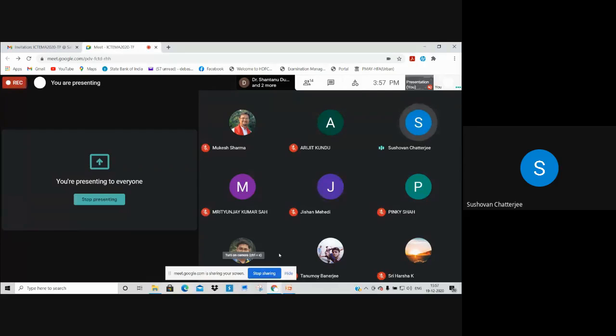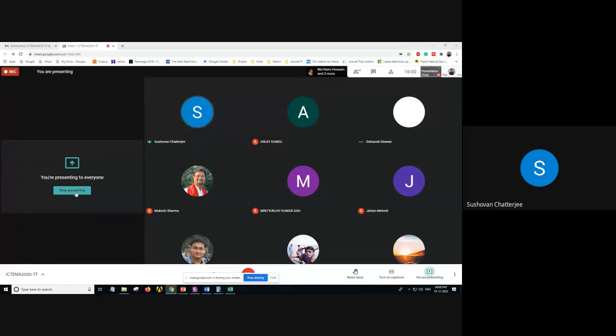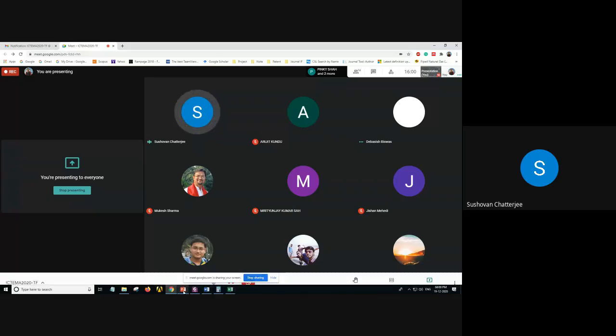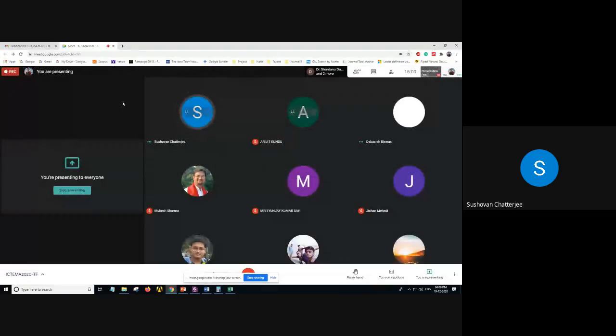The next presenter is Dr. Mithun Das: Effect of different surface types of loading vessel bases on combustion performance of a domestic LPG stove. Yes. Please, Dr. Das, upload your presentation and slides. It is a very vital topic, because nowadays LPG cylinder prices are getting hiked. So we have to think about how to optimize the burning of these LPG cylinders. So this is one good topic.